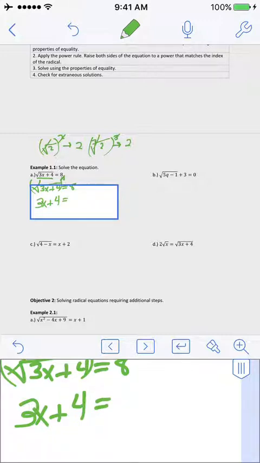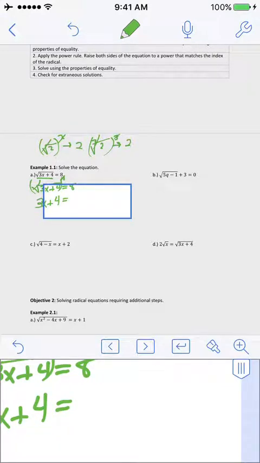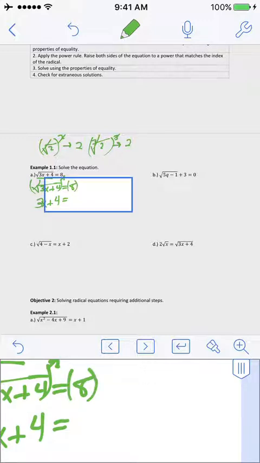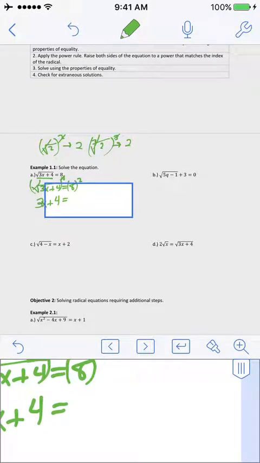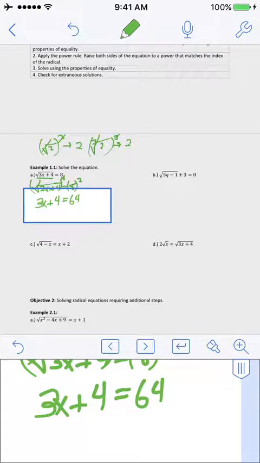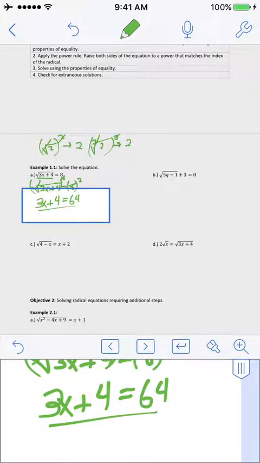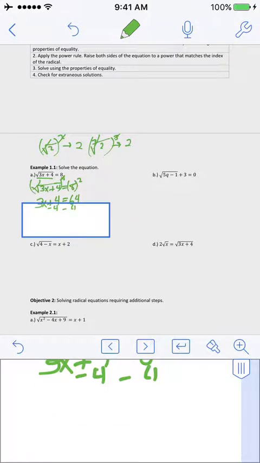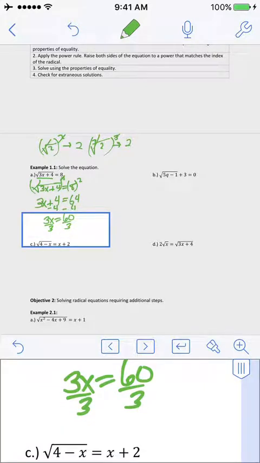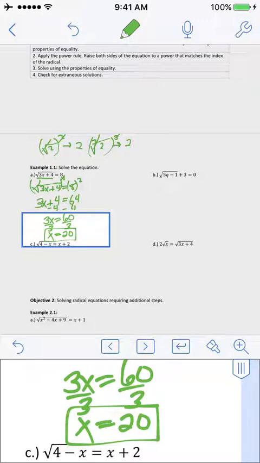Now, what I do to one side, I must do to the other. That's what the power rule says. It will change the equation if I don't do it to the other side as well. So that becomes 8 squared, or 64. Now it's just a linear equation and I can solve. So subtract 4 from both sides, and I end up getting 3x is equal to 60. Divide by 3, and you end up getting x is equal to 20.